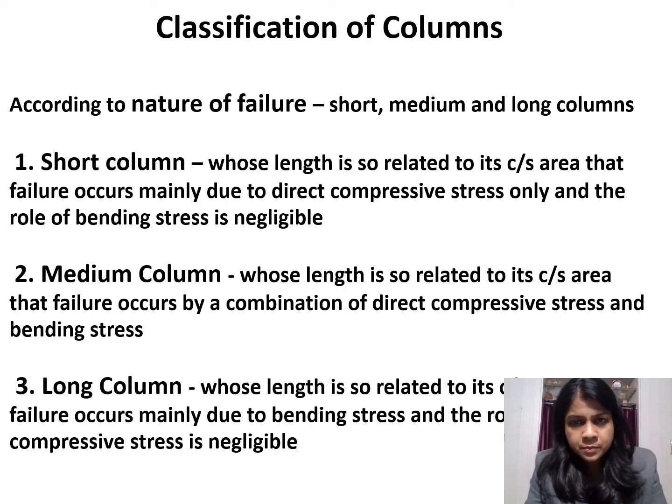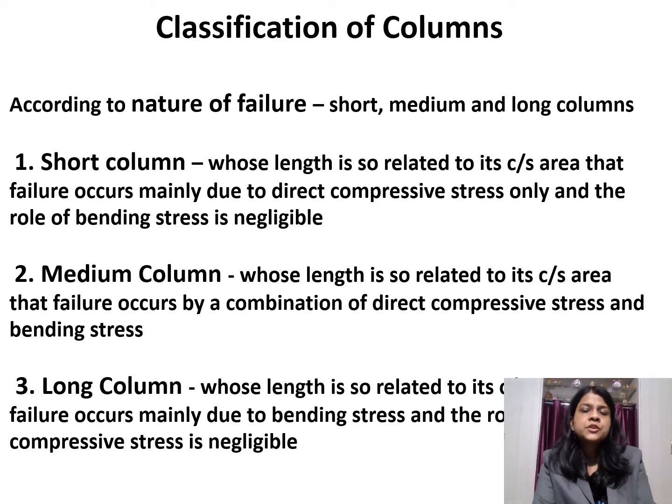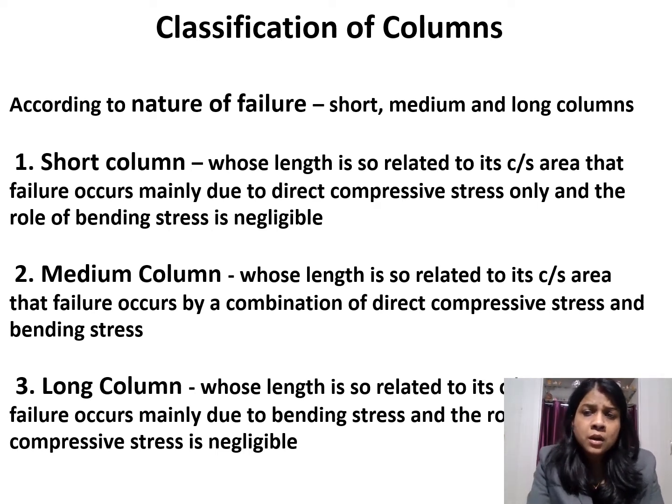Coming to the next part, classification of columns. Columns are mainly categorized in three parts: short column, medium column and long column. So now what is a short column? Why will we say a column is short or medium or long? See, when the column's length is very short as compared to its lateral dimensions, then it is called a short column.